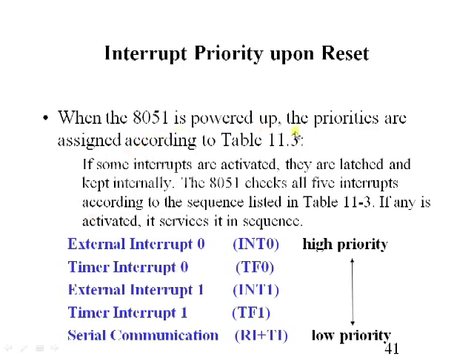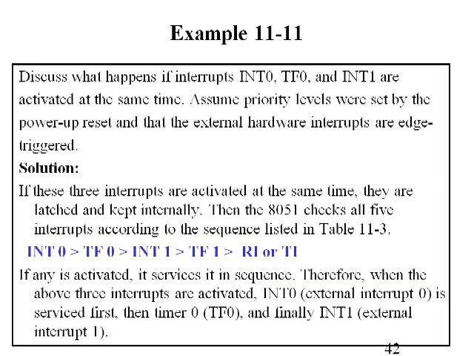And let us see how to assign the priorities in case of the 8051. When the 8051 is powered up, all the priorities are shown here. External interrupt 0 will have the highest priority, timer interrupt 0 will have the second highest priority, external interrupt 1 will have the third highest priority, timer 1 interrupt will have the fourth highest priority, and the last, that is low priority, is for RI and TI. If you want to assign a user defined priority, that is done with the help of the IP register.